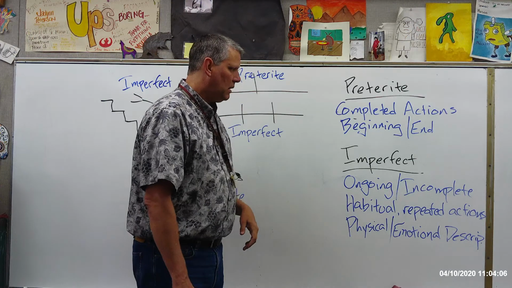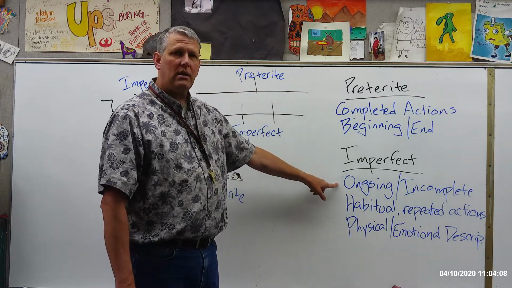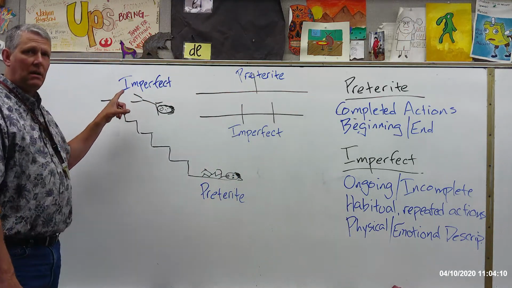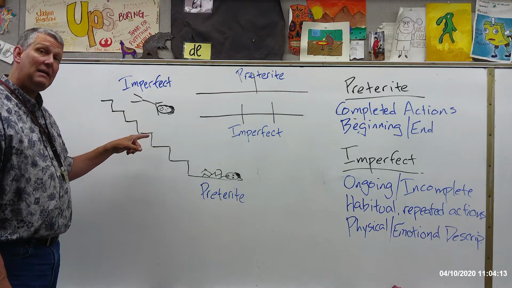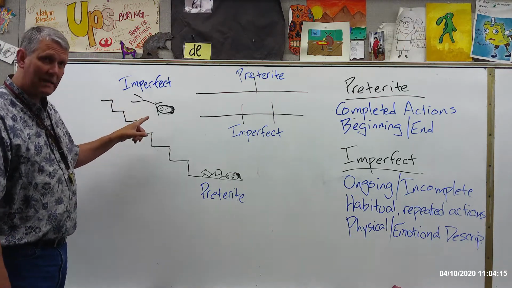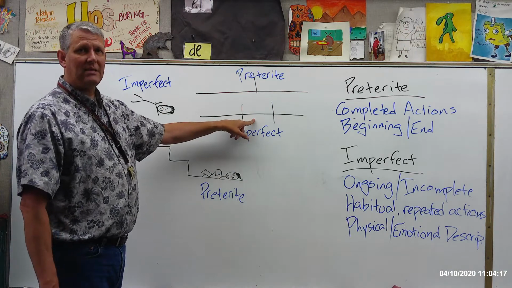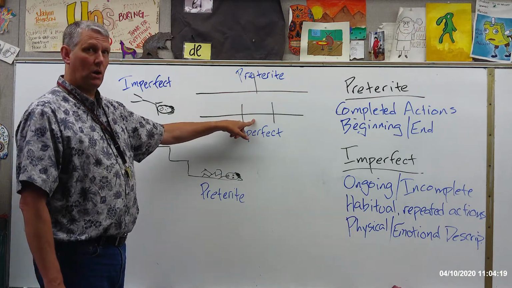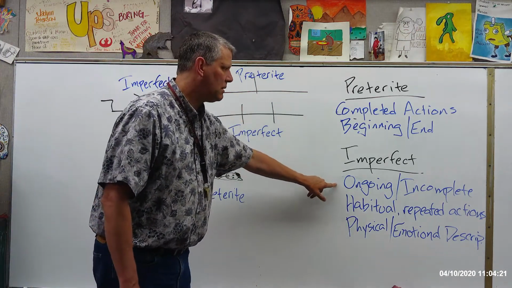The imperfect, okay, ongoing or incomplete actions. Remember, go back to this. I was falling down the stairs. I'm not done yet. Okay, that's ongoing, it's not complete. Rupert was kissing Wanda. Okay, it was going on, all right? So that's when we use the imperfect.